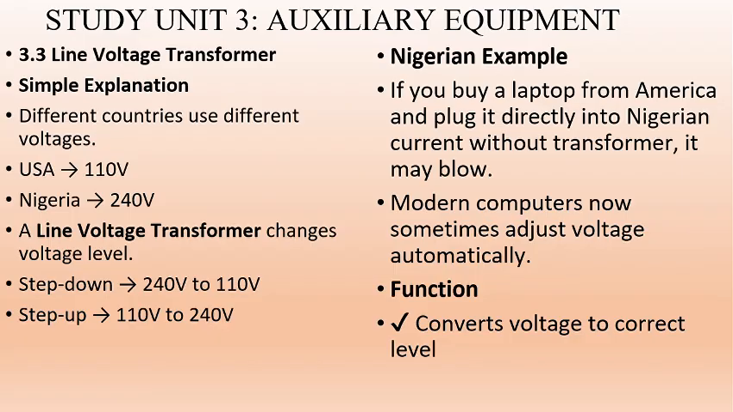So for example, under this step down, we are using USA and Nigeria as an example. If you use this line voltage transformer from Nigeria and you want to reduce it to USA, you are going to use a step down voltage transformer. It will step the light down from 240 to 110. And if you want to step it up from USA to Nigeria, you use a step up. It will increase it from 110 to 240. So a line voltage transformer changes voltage level. They help to step up and step down a voltage.